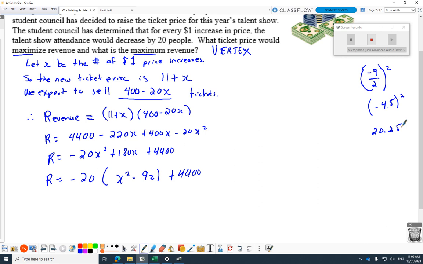Brace yourself. A little bit of tough algebra coming here. Plus 20.25. Minus 20.25. Plus 4,400. And if you're out there thinking, oh, this is a problem, this chapter is a problem: if I can't complete the square, I can't do the questions that say complete the square, and I can't do the word problems that need to complete the square.